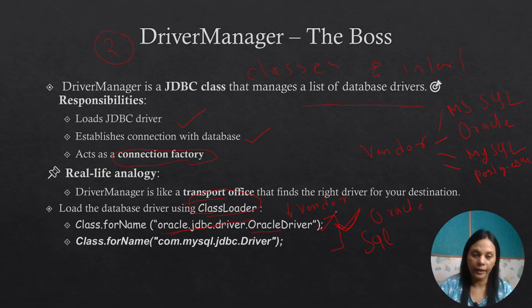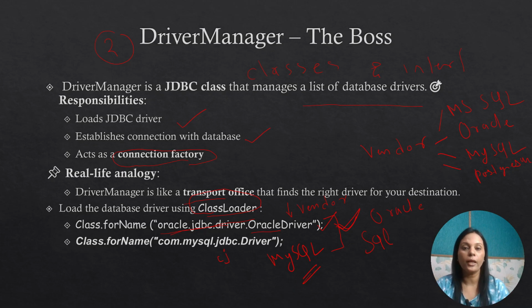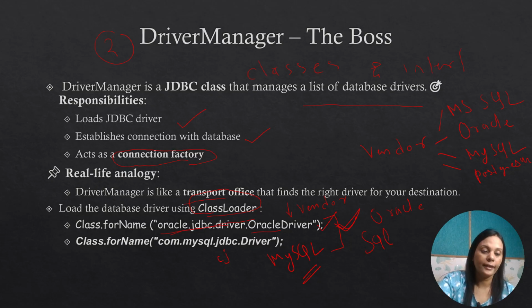So this line we write generally for the Oracle database, and for MySQL, in the latest version we have to add one more part, cj: com.mysql.cj.jdbc.Driver. This line you write whenever you are using a MySQL database. So depending on your application and what database you are using, whether Oracle, MySQL or Postgres, this line is going to change. And what it does is load the driver. And what is the work of the driver? It establishes connectivity with your databases.